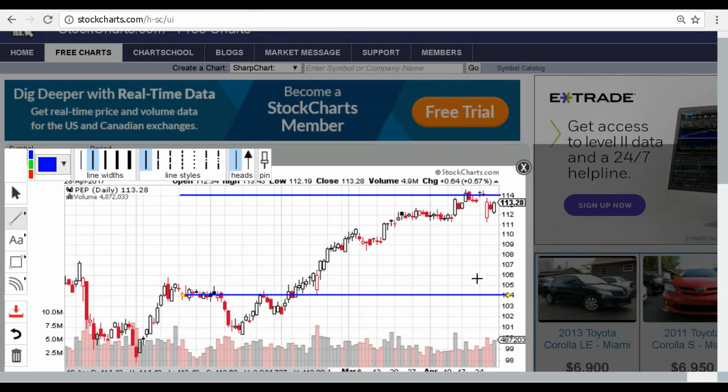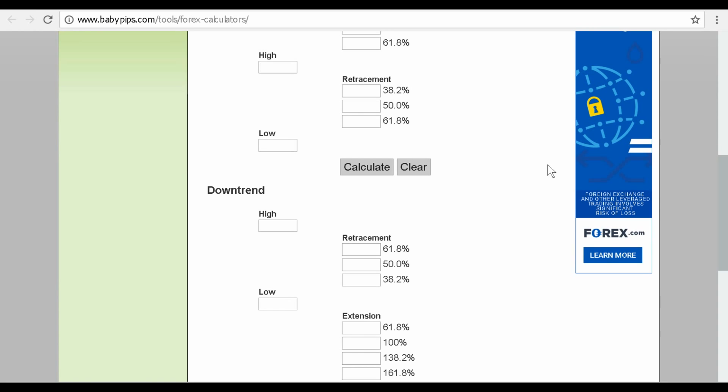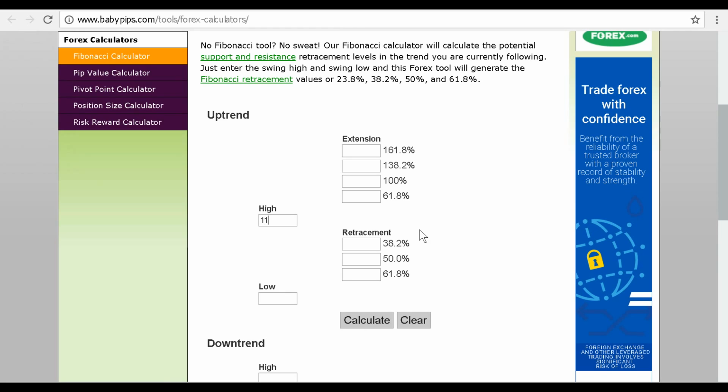All right, so I'm going to plug in 114 and 104 into the calculator here, and I'm going to use the uptrend column, because this is a retracement of an uptrend. If you want to know if a downtrend is going to retrace and turn around back up and keep going, you want to use the downtrend section. So the high was 114, the low was 104. Calculate. Let's plot these three fib levels here. We'll start with the 38.2%. That's 110.18.